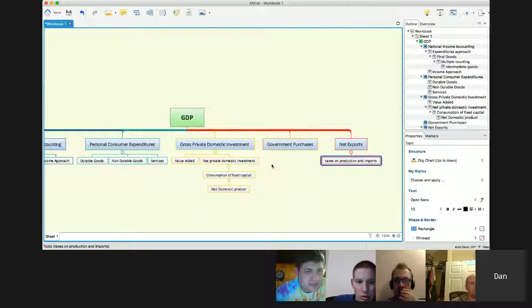Where's the national income? Do we have that one on there yet? No, we don't. Which one are you looking for? National income. Okay, which one?